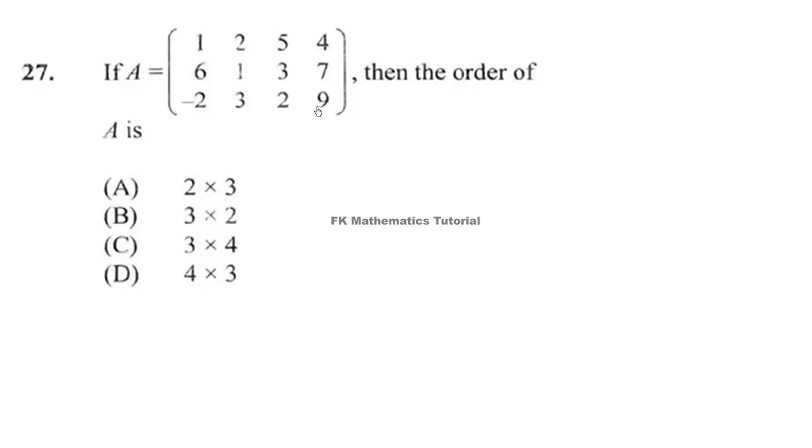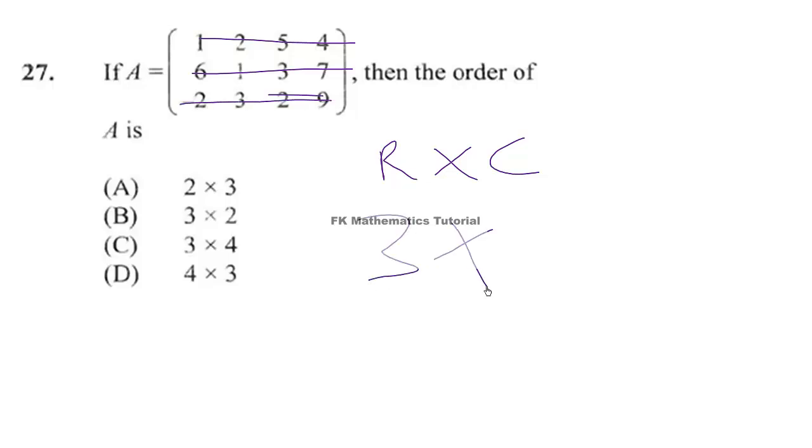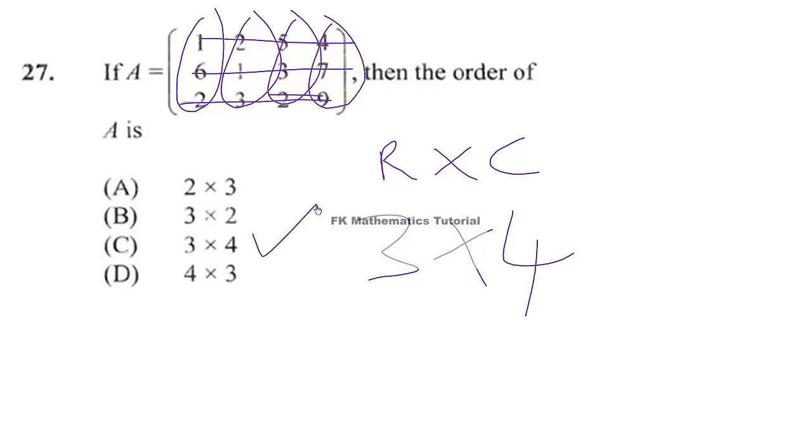If A is the matrix that is showing on your screen, then the order of the matrix A is. So the order of a matrix is given by number of rows by number of columns. So we have 1, 2, 3 rows. So 3 by, then columns, we have 1, 2, 3, 4 columns, 3 by 4 matrix. So the order is 3 by 4.